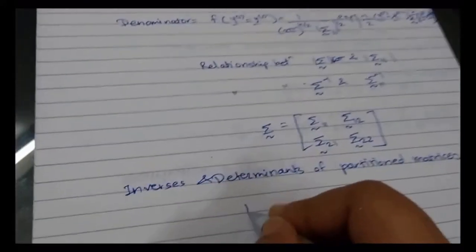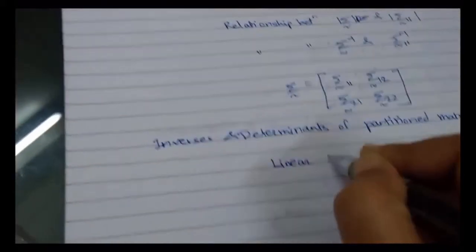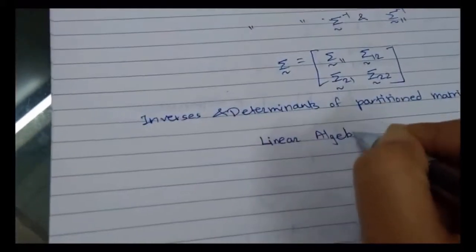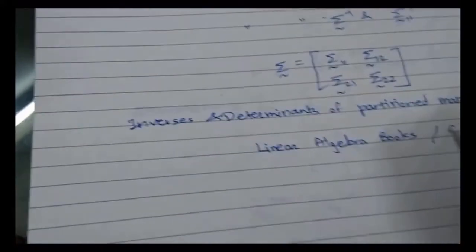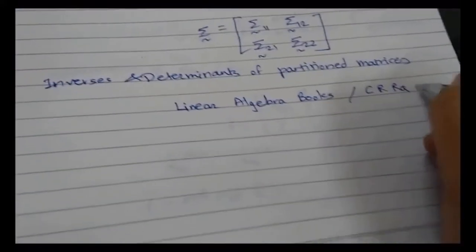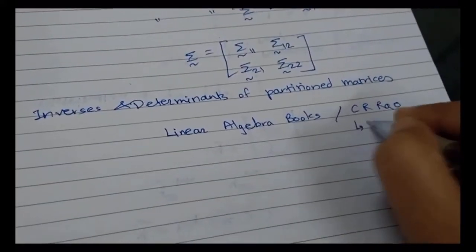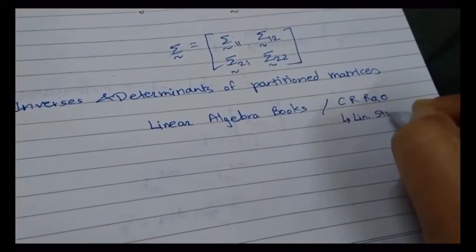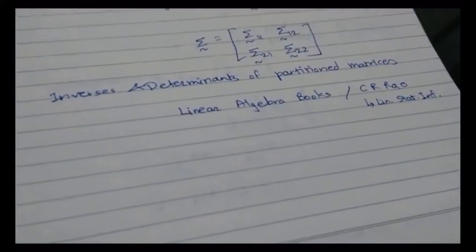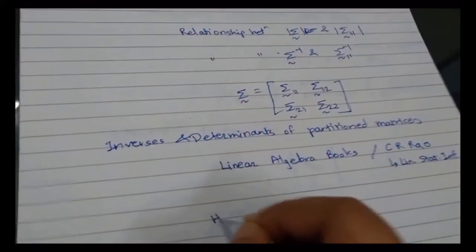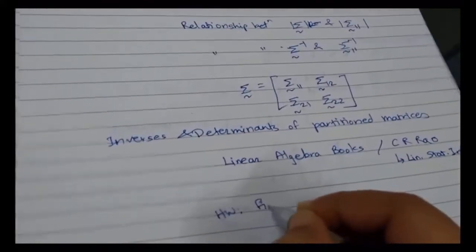Since all of you have studied linear algebra, I would say refer to your linear algebra notes, or there is a book by C.R. Rao on linear statistical inference, so that can also help you in getting these required properties. Okay, so using these, homework is to find the conditional distribution.